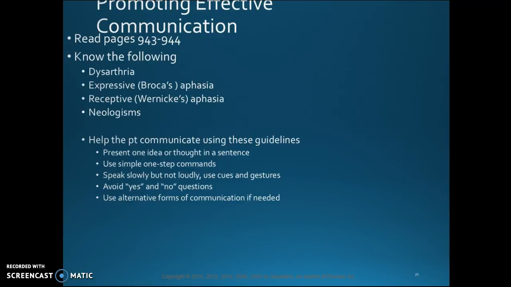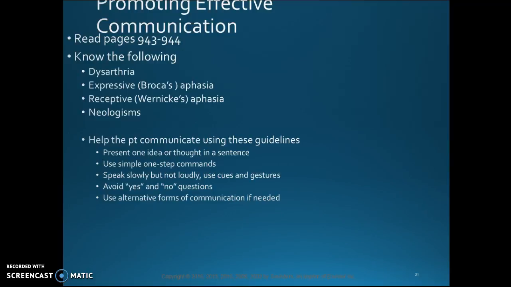So under expressive aphasia, also known as Broca's aphasia, this is from your book. Expressive or Broca's aphasia is the result of damage in the Broca's area of the frontal lobe. It is a motor speech problem in which the patient generally understands what is said but cannot communicate verbally. He or she also has difficulty writing, but might be able to write.